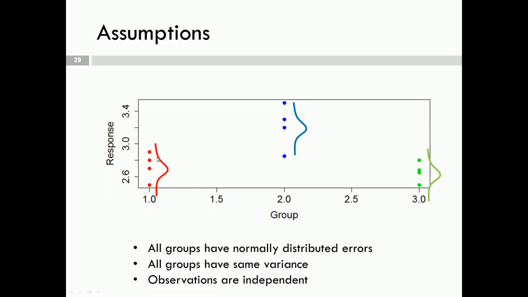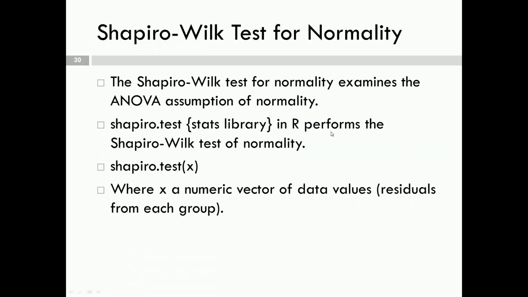But the variance of those normal distributions, the variance of our samples here, should be approximately equal. All groups should have normally distributed errors, normal distributions giving rise to each of these different groups. All groups should have about the same variance, and our observations should be independent. These should not be repeated measures of the same individuals. We can do a few tests for these, and we'll do this in the lab.